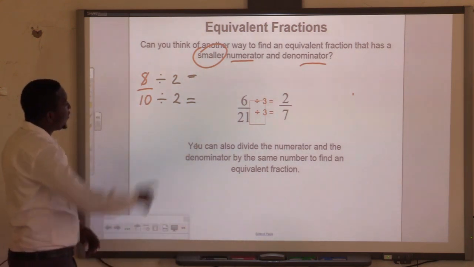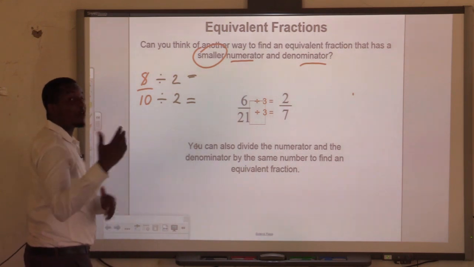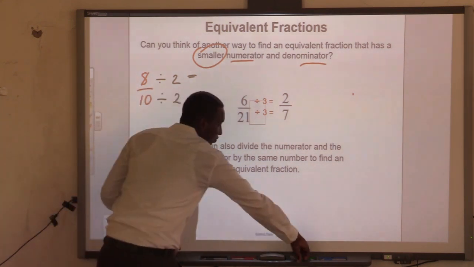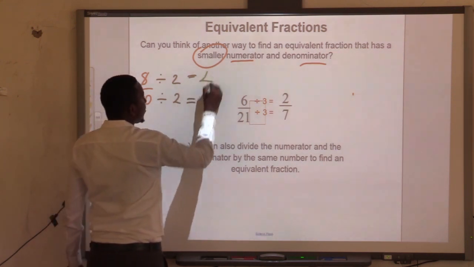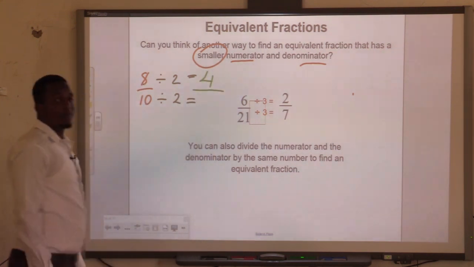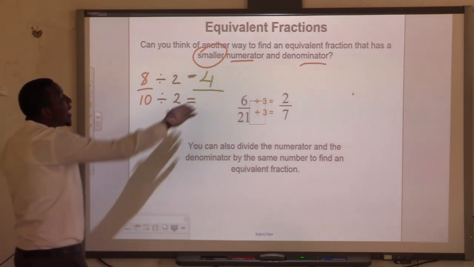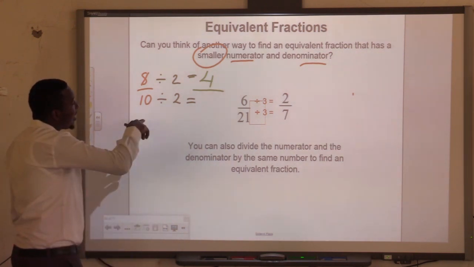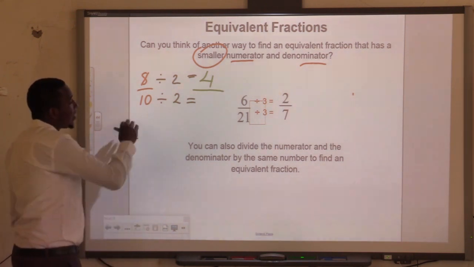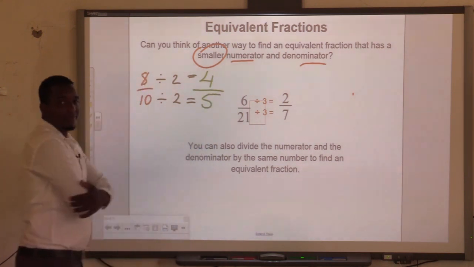So if you divide 8 by 2, of course, if you're following the lesson, you know how to divide, so you don't have to go back there. 8 divided by 2 is going to give us 4. You have a division line, or the fraction bar, sometimes we call it. So we have 10 divided by 2. 10 divided by 2 is going to give us 5.